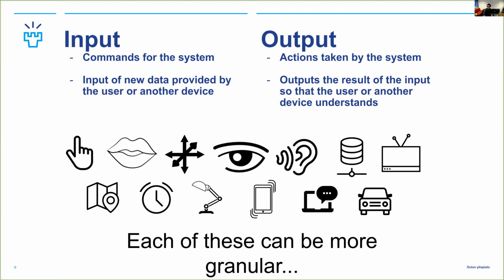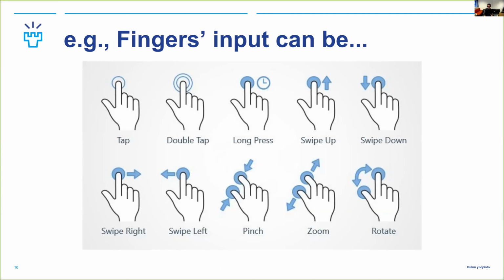And each one of these can be more granular. So for example, if you look at touch, finger input can be a tap, a double tap, for example, long press, swipe up, swipe down, swipe right, left, pinching, zooming out, or rotation, for example.